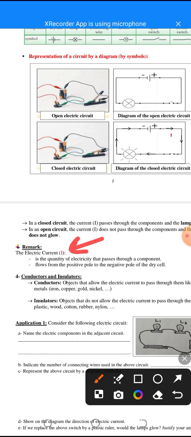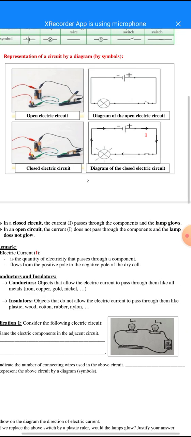And finally, the last part in this chapter is part 4, conductors and insulators. These are objects. The conductors are objects like metals. They allow the electricity to move in the circuit, like iron, copper, gold, while the insulators, unlike conductors, are objects that do not allow the electricity or the electric current to pass through them, like plastic, wood, cotton, rubber, nylon, etc.